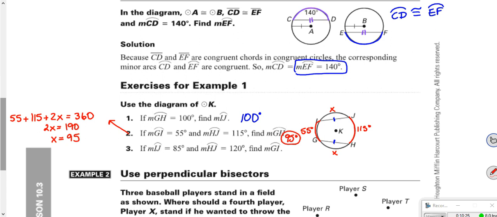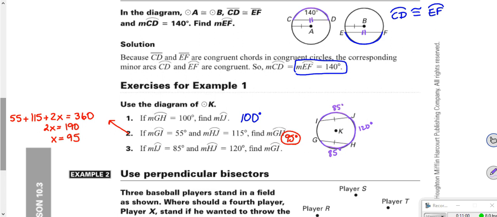Let's look at number 3. If measure of IJ, now I'm going to erase my markings on here and kind of start over, okay? If measure of IJ is 85, so this is 85 degrees, okay? That also means then that GH is also 85 degrees, okay? And HJ is 120. So if this is 120, find measure of GI, okay?